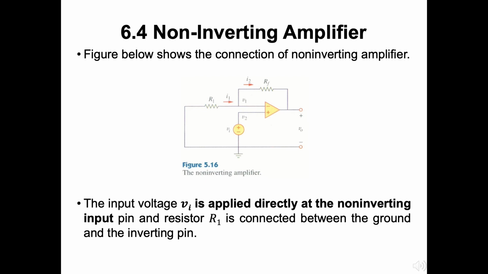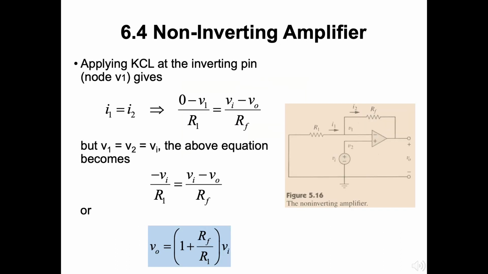Okay, now we will discuss the non-inverting amplifier. As the name shows, in the non-inverting amplifier the voltage is applied to the positive input pin, and the resistor R1 is connected between the ground and the inverting pin. As I1 and I2 are equal, we can have the voltage and resistance ratio equation here: minus V1 over R1 equals VI minus VO over RF. As we understand, V1 equals V2, which is also equal to VI in this case.